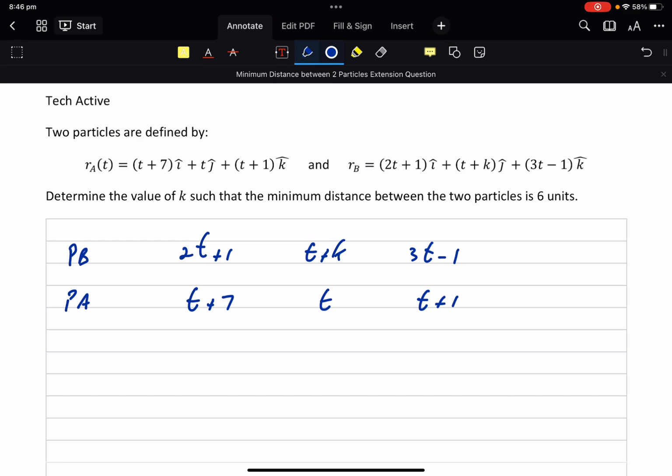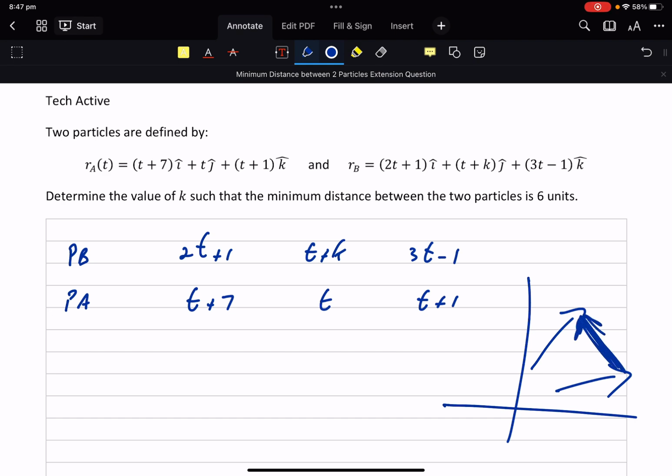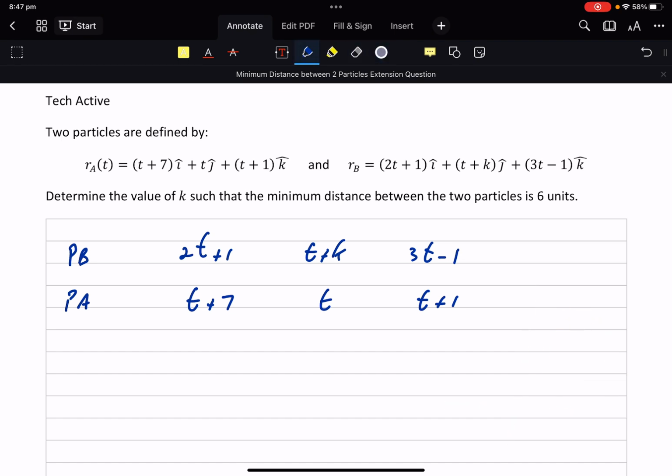The distance between them: there's particle A and there's particle B on our Cartesian plane. The distance between them is going to be a vector. So how do you find this as a vector? It's going to be one of those position vectors minus the other. So let's just go, the resultant vector is going to be that minus that.